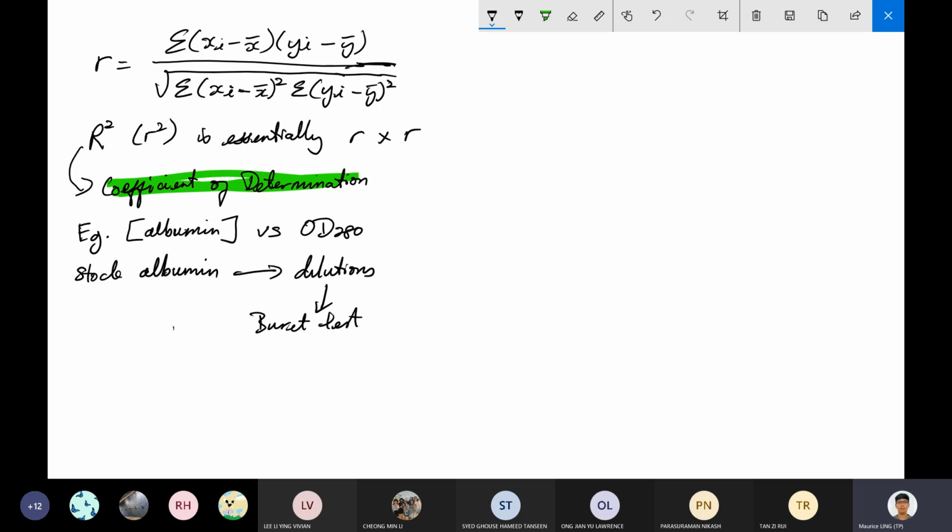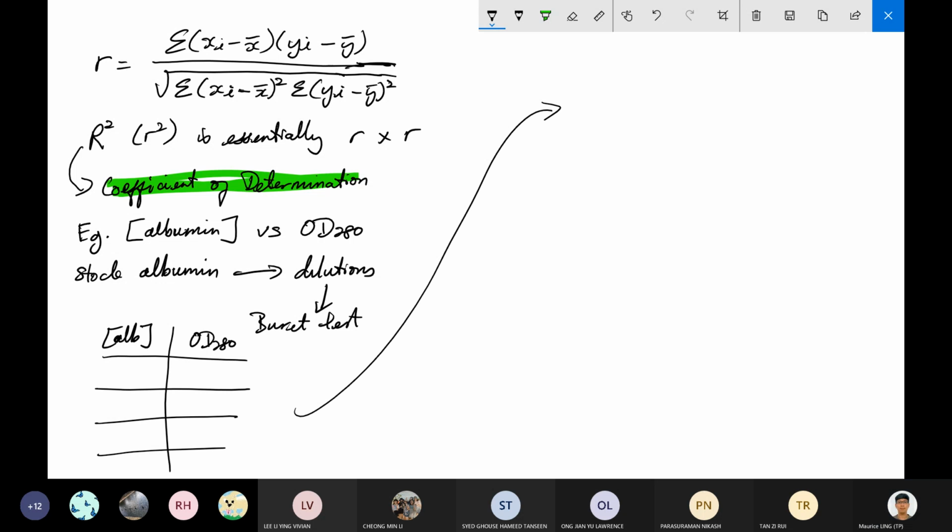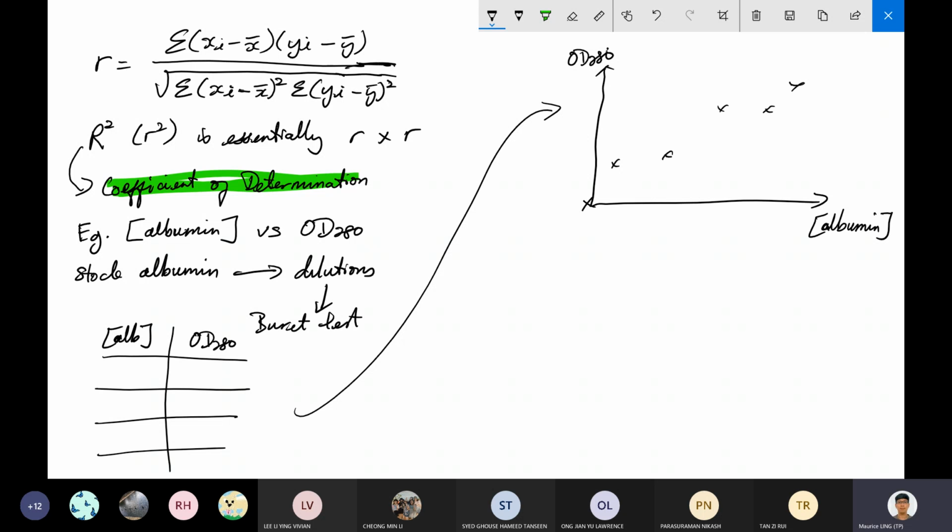So what you end up with is a table: your albumin concentration and then the OD280 reading. You have different concentrations. You take this result and plot a graph. Your graph will be OD280 against your albumin concentration. So you end up with points here, here, here, and so on. Then you draw a best fit line, and you can calculate R square.